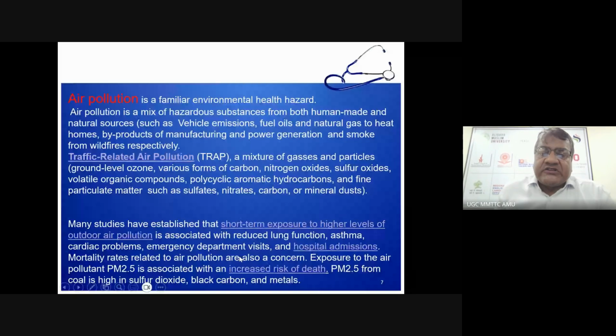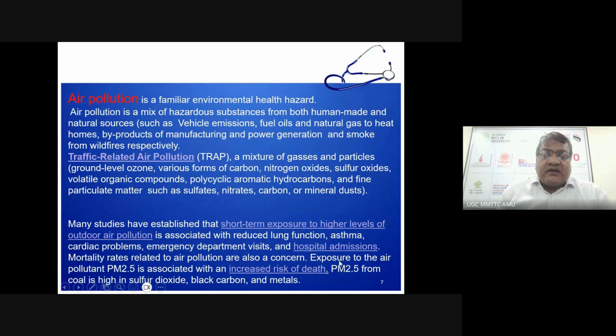इमरजेंसी डिपार्टमेंट विजिट्स. The people who are exposed to these outside exposures frequently visit the emergency department for many problems like shortness of breath, difficulty in breathing, palpitation, and also hospital admissions. Mortality rates related to air pollution are also a concern.